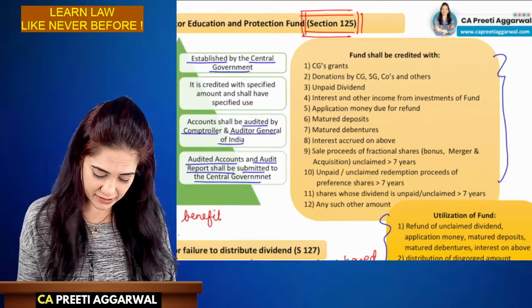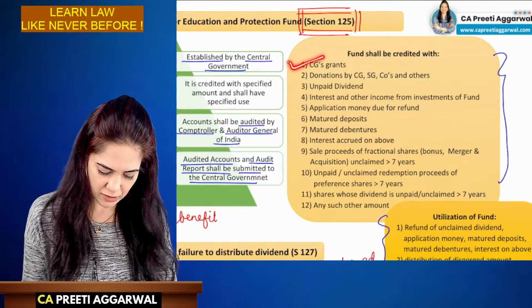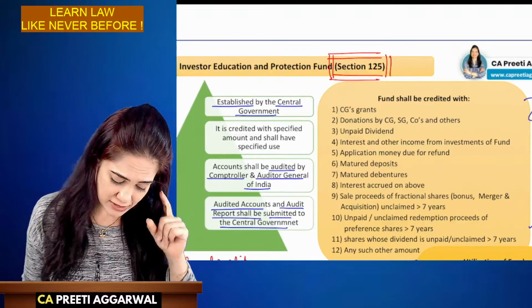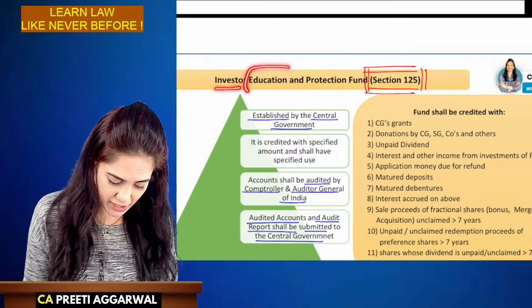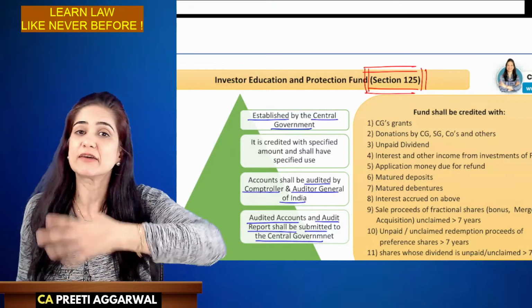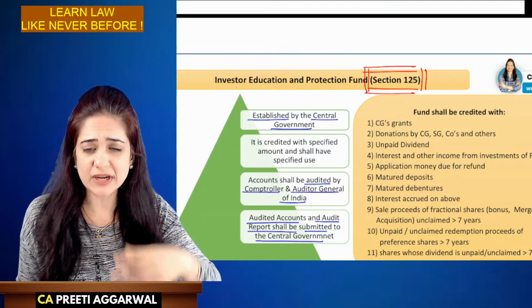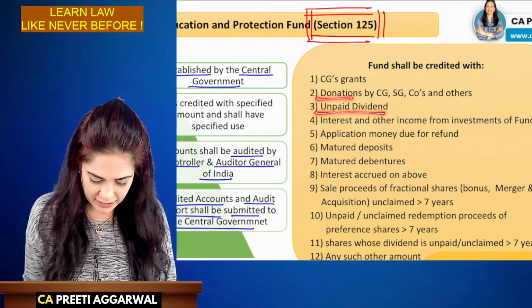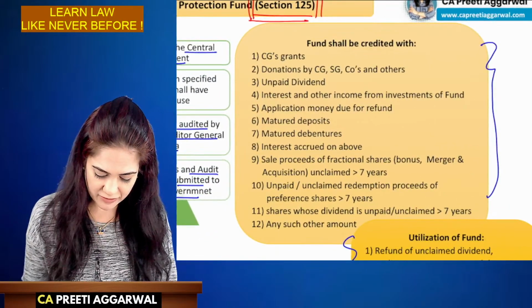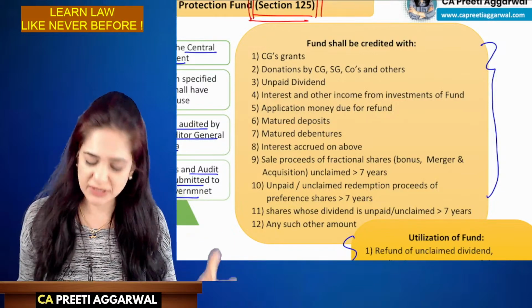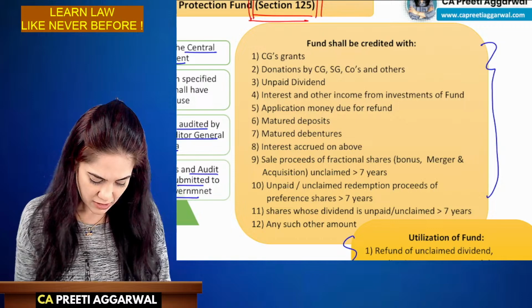What will be credited in this account? So the central government grants. Central government gives you, look at the name, Investor Education and Protection. So you will need money to create awareness about dividend and that you should claim the dividend. Donations, unpaid dividend, any interest or income from investments of the fund, we will not keep it idle. You may have invested this money, so whatever income is received, you will credit.